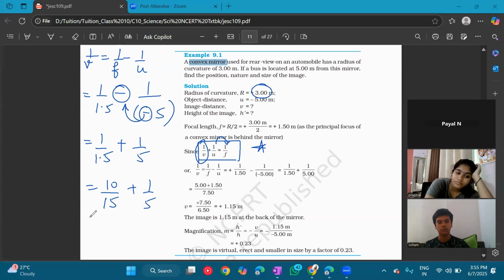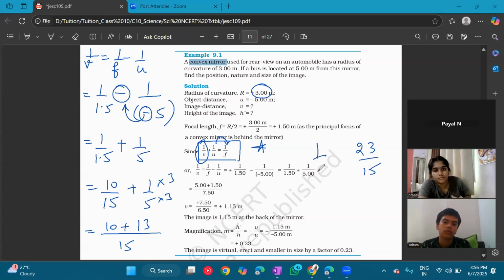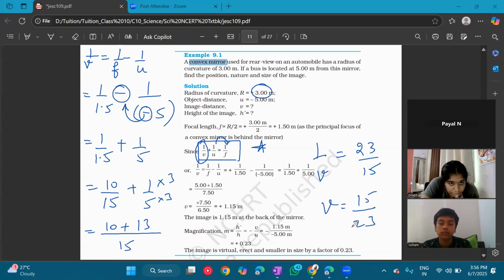Yes. Then simple, your LCM चाहिए तो तुम LCM ले सकते हो, जैसे मैं 15 ले लेती हूँ, so this is 10, then this you have to multiply it with 3, so this is how much, 13 by 15. Okay, so this becomes 23 upon 15. So this value is of 1 by V. तो V कितना होगा, 15 upon 23. Okay, V will be 15 upon 23. And you have to just calculate and solve it further, so you will get your value. Understood?